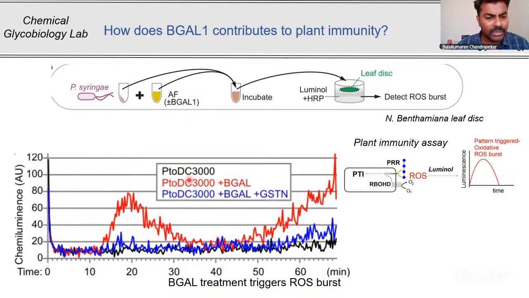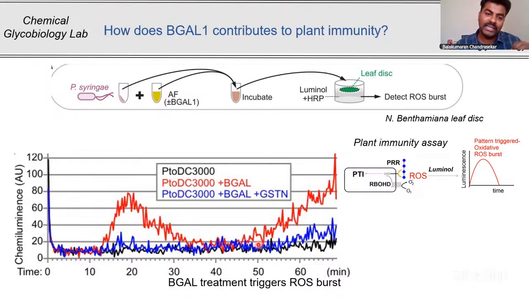We found that when you take normal wild type bacteria and put it on the leaf disc, it is not being recognized, so there is no ROS burst. Whereas when you treat the bacteria with the beta galactosidase enzyme and then put the treated bacteria on the leaf disc, we were able to see a burst, which indicates that there is an elicitor released from the bacterial pathogen. Whereas if we add an inhibitor of the beta galactosidase, the galactostatin inhibitor, which is very specific to inhibit the beta galactosidase activity, we can see there is no response.